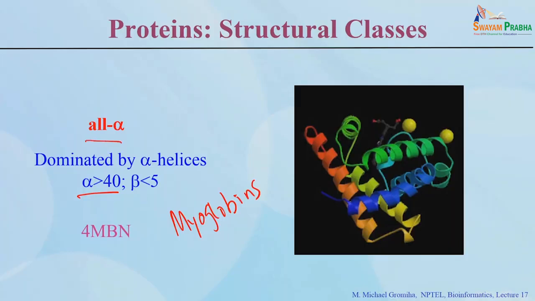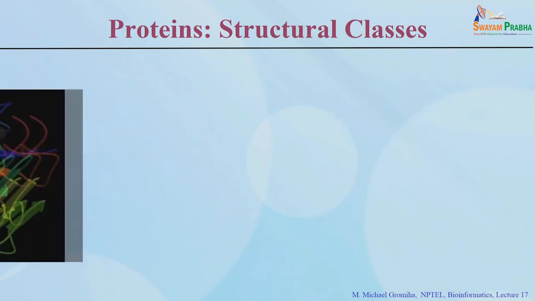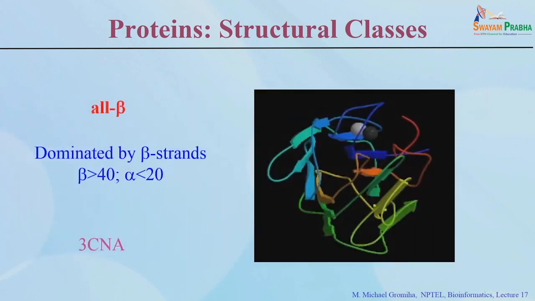Then the second class: likewise all alpha, some proteins have a larger number of beta strands. Predominantly you can see the occurrence of beta strands, and these types of proteins are called all beta proteins. You can see the dominance of beta strands in the structures, a lot of beta strands. For example, more than 40% beta strands and fewer alpha helices. This is an example, concanavalin A. It contains several beta strands in this protein.